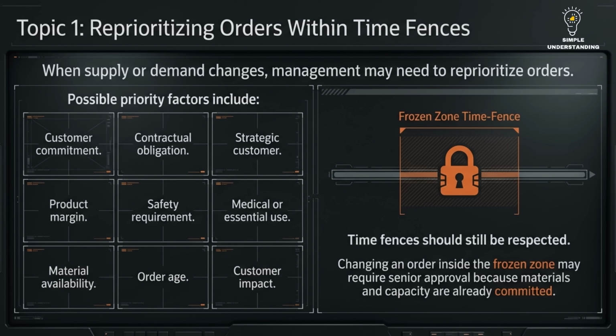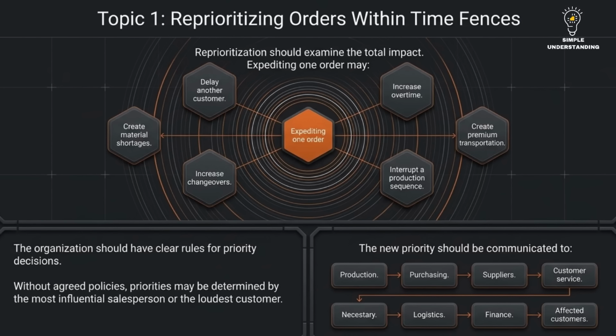Changing an order inside the frozen zone may require senior approval because materials and capacity are already committed. Reprioritization should examine the total impact. Expediting one order may delay another customer. Increase overtime. Create premium transportation. Interrupt a production sequence. Increase changeovers. Create material shortages.